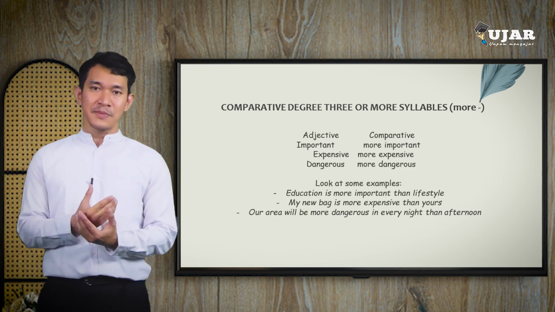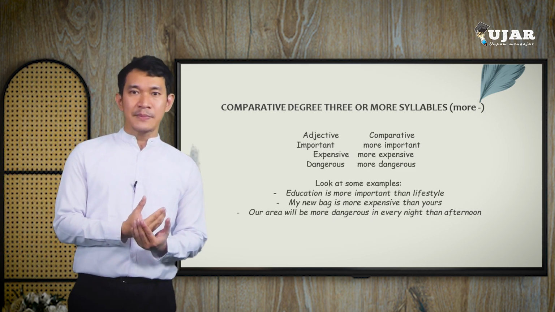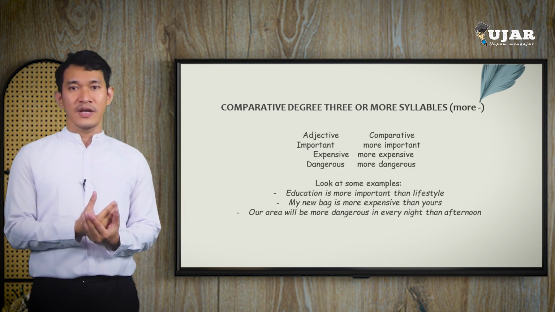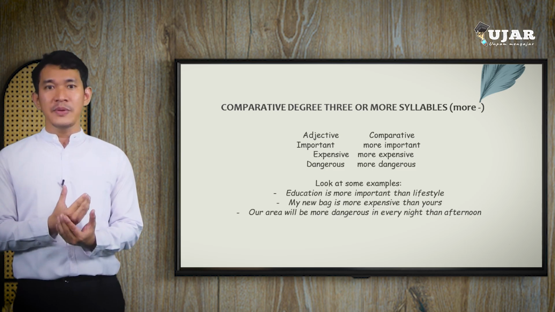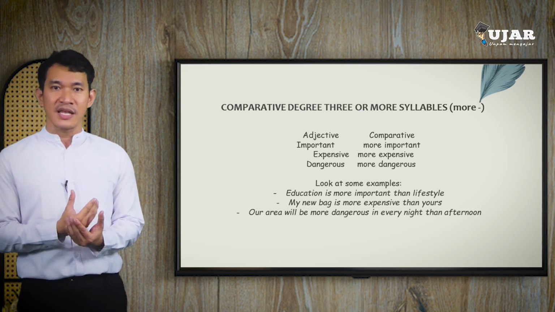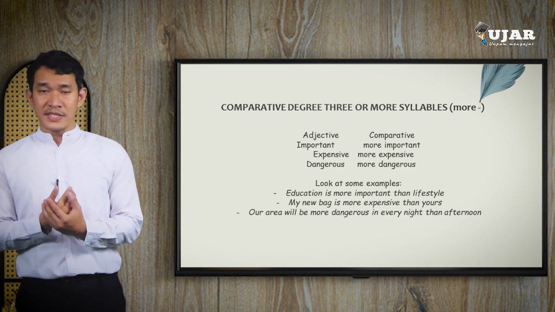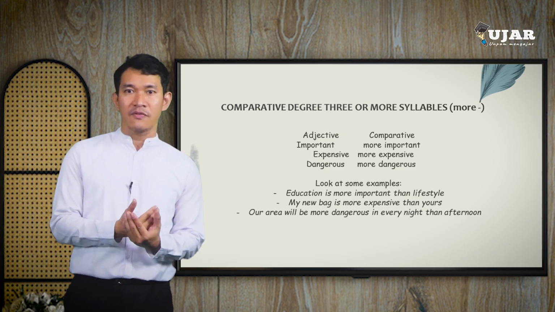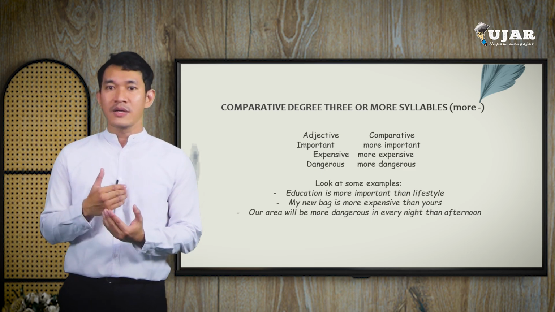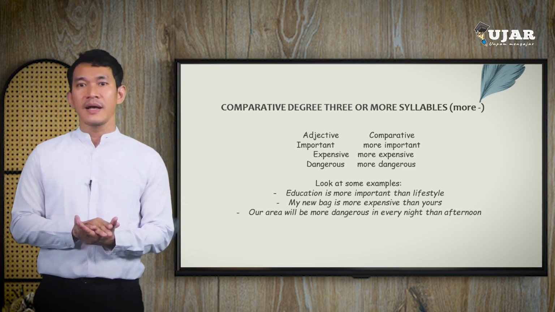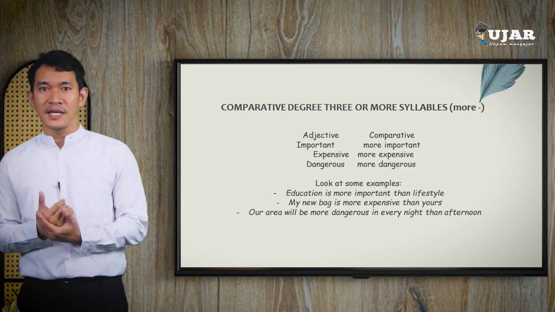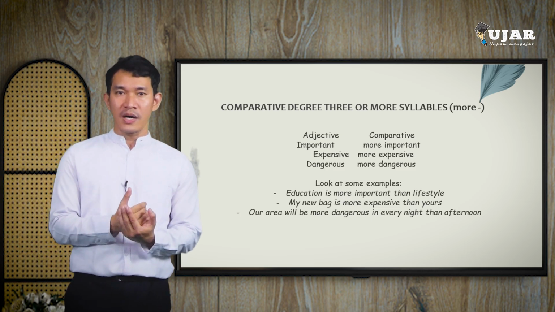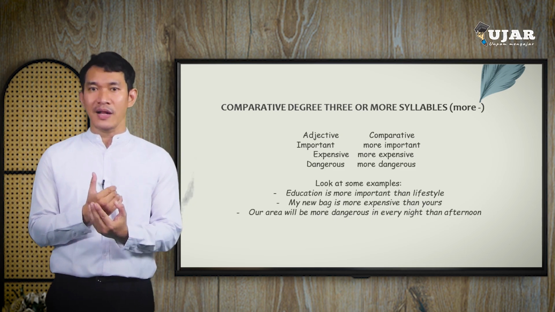Look at the examples below. Education is more important than lifestyle. My new bag is more expensive than yours. Our area will be more dangerous at night than in the afternoon. Besides regular adjectives in comparison, there are irregular comparatives of adjectives. They are: good becomes better, bad becomes worse, little becomes less, much becomes more, and far becomes further or farther.